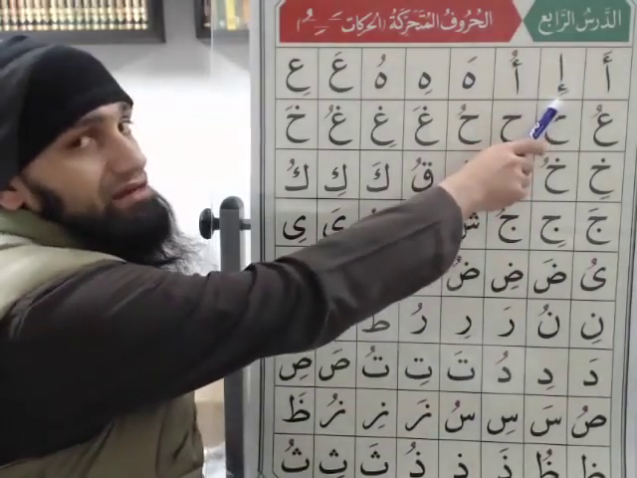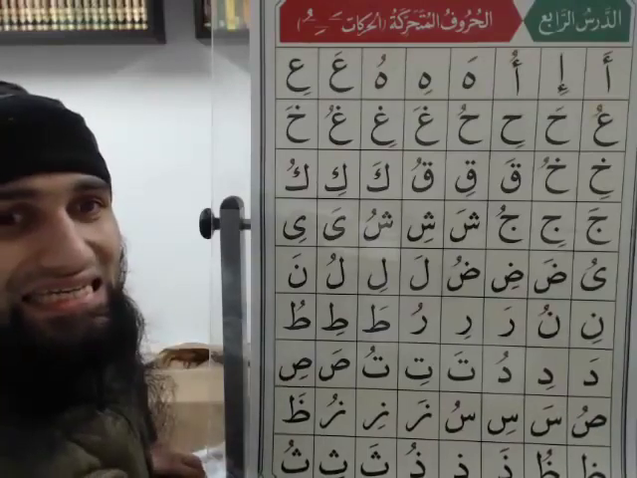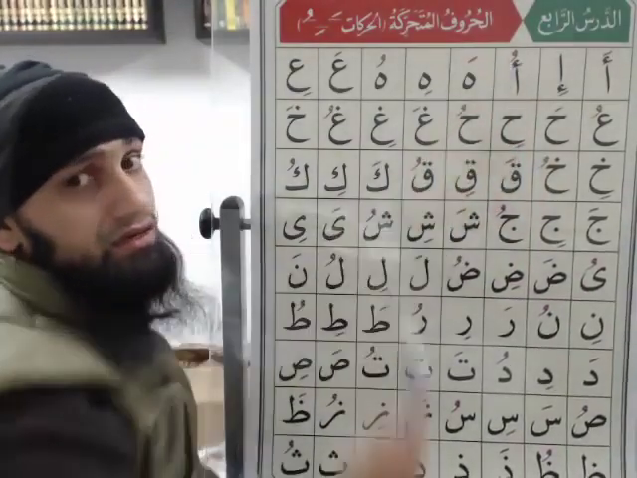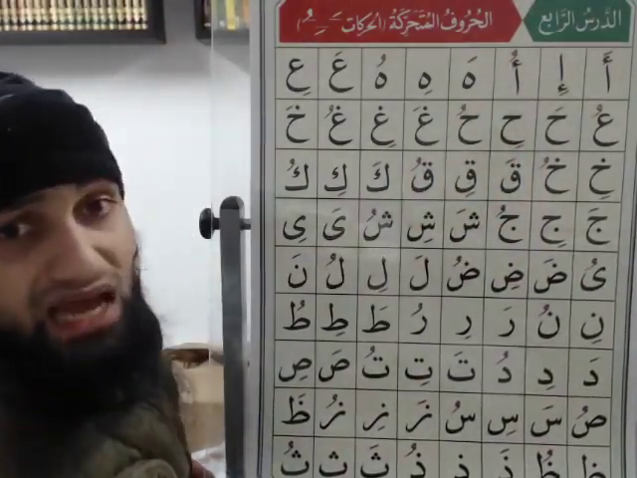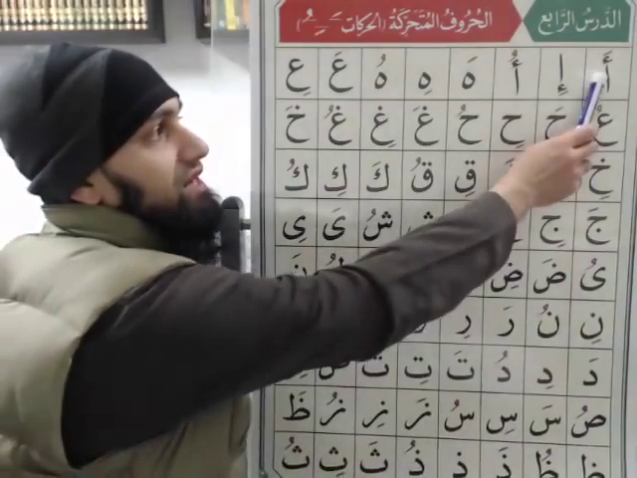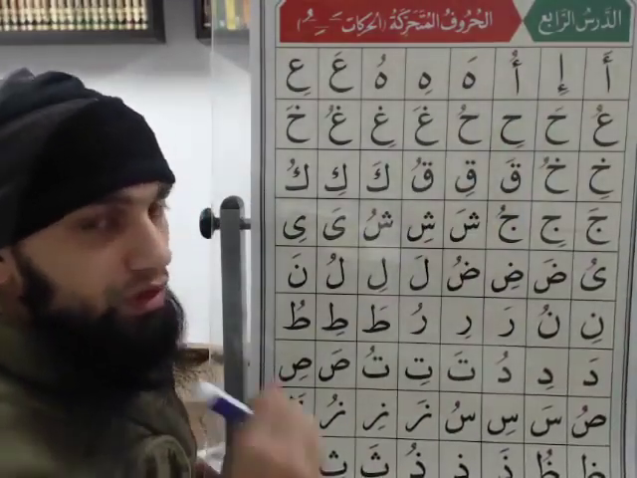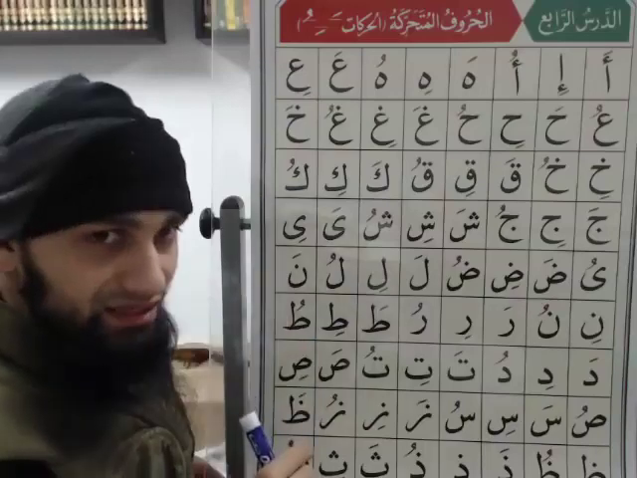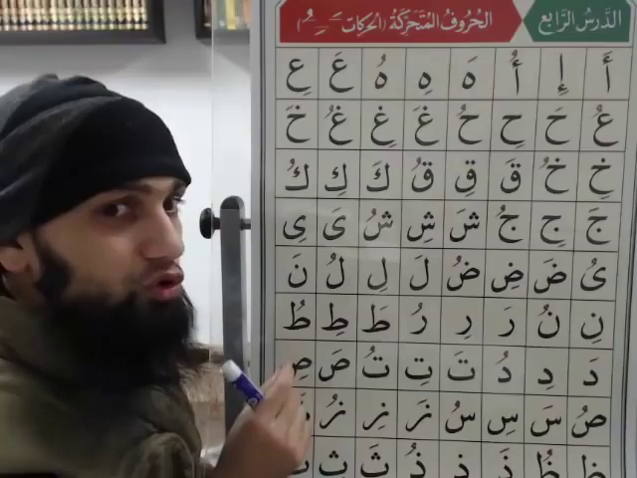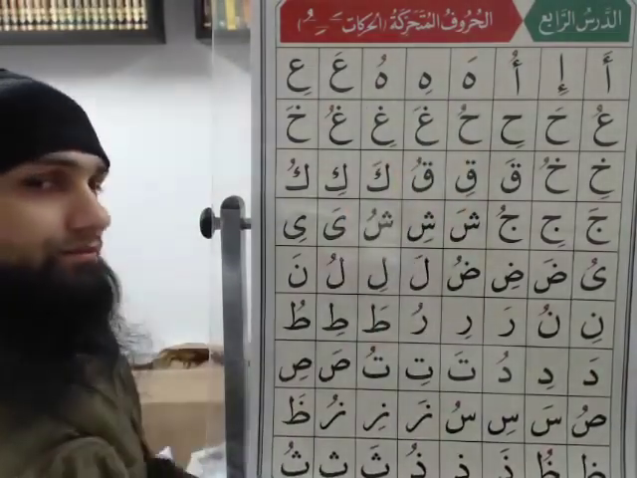Now you have Hamza with a kasra. Hamza kasra i. And then you have Hamza dhamma. You see the dhamma on top? Hamza dhamma u. Together? A, i, u. So you see short sounds. A, i, u. Next one is Ha. Say Ha, fatha, ha.